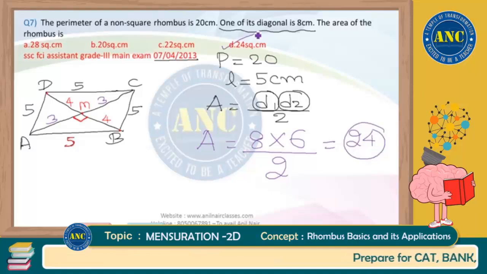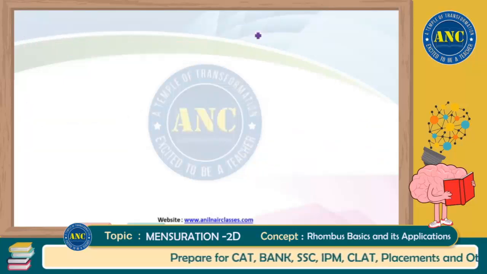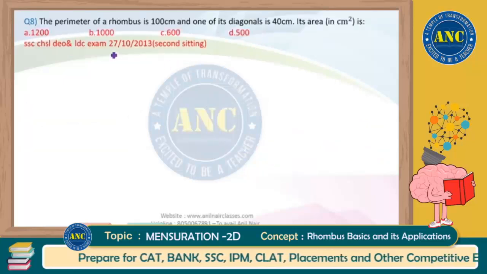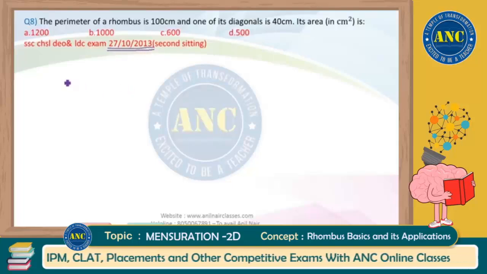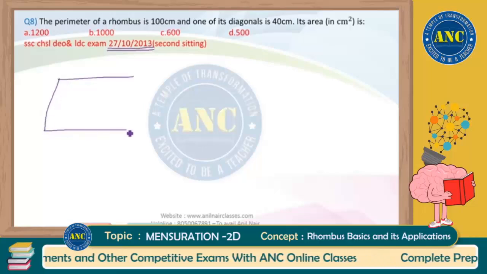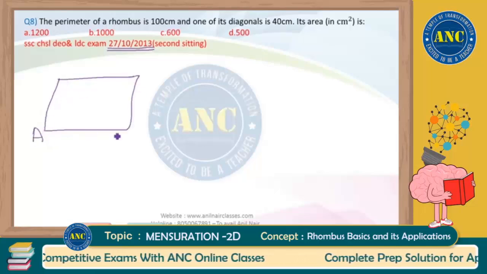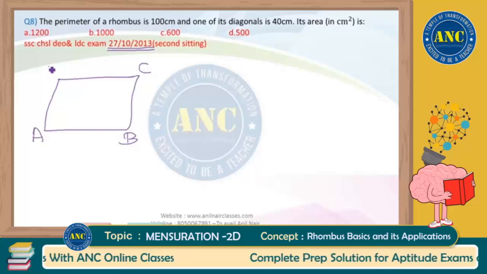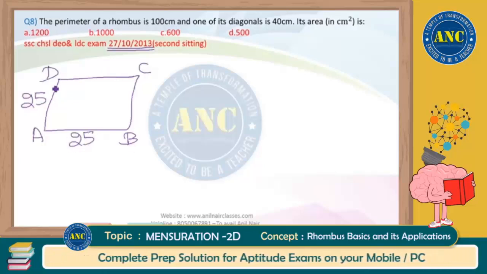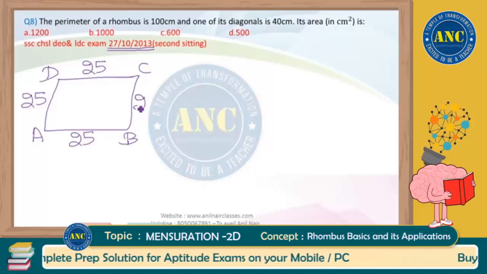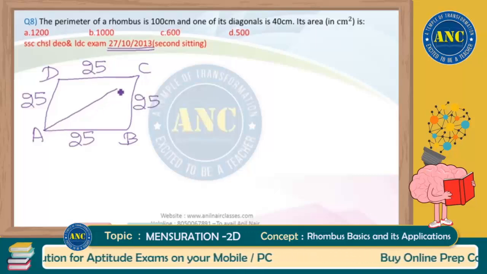Option D. I hope it is clear with this question. Let us solve another question of similar type, which was asked in another SSC exam in the same 2013 year. The perimeter of a rhombus is 100. If the perimeter is 100, every side is 100 divided by 4, which is 25. All the sides are 25 centimeters each, and one of its diagonals is 40 centimeters.